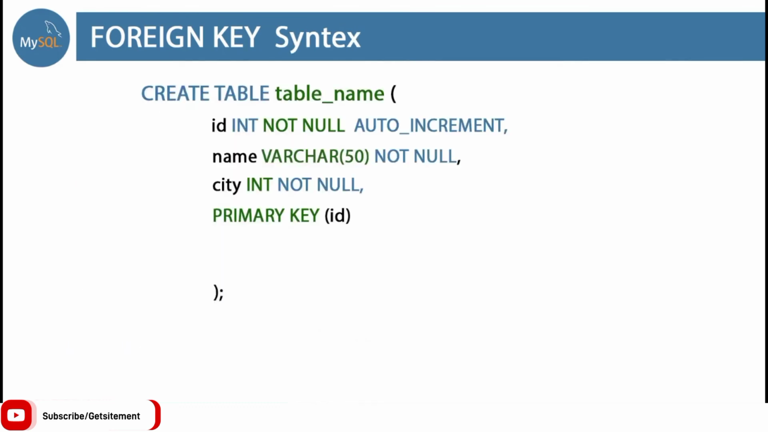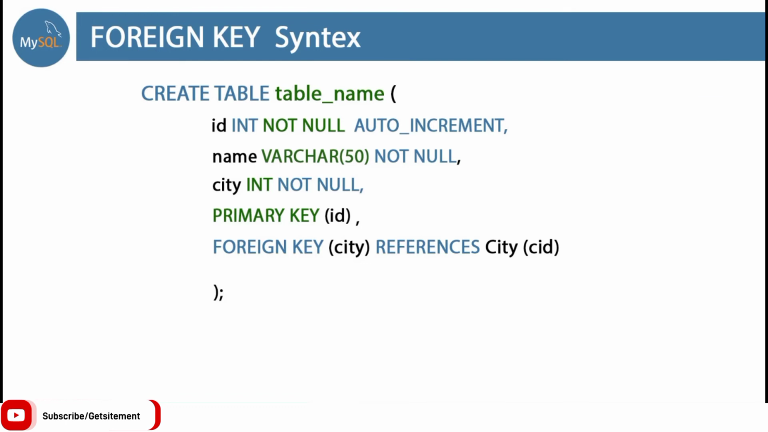We need to follow the same process. After setting the primary key, next I'm going to set the foreign key. First we need to type FOREIGN KEY in capital letters. And then you need to provide the column name where you want to set the foreign key. And I want to set the city column as a foreign key. That's why I use int as the data type for city, because here I am going to save an ID, not a city name.